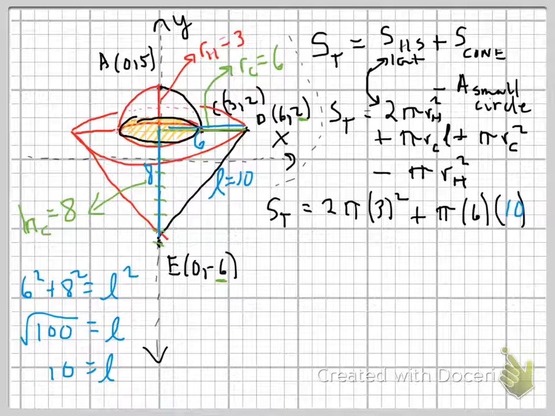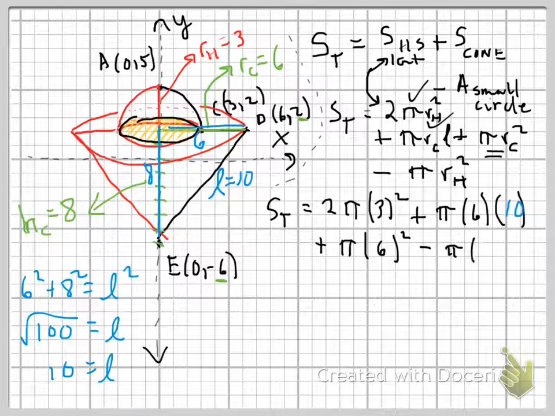Okay. Then I've got this part done, this part done. I still need to do this right here. So I'm going to add pi, the radius of the cone, and square it. Radius of the cone is 6, and I'm going to square it. Whoops, and I got to subtract, not add, the small circle, the yellow one there. Pi, the radius of the hemisphere is 3 squared. Now you just got to be careful with your calculator, but the rest is just plug and chug.